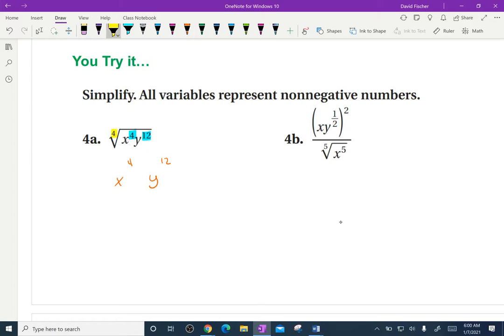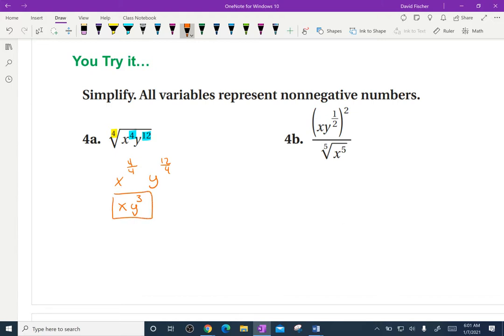And then here's the denominators of my fraction, that's the exponent. It's going to be a 4 and a 4. So this one wasn't so bad, because 4 divided by 4 is x to the first. 12 divided by 4 is 3, so this is going to be y to the third.